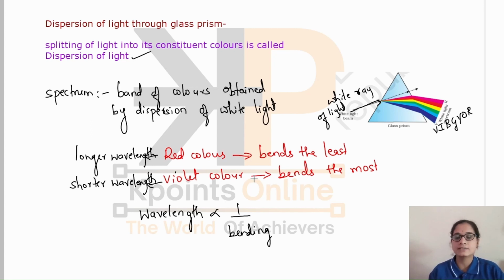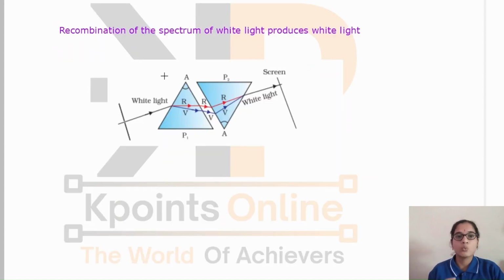And to make this discovery strong, Newton carried out one more experiment, about the recombination of the dispersed light. When the spectrum of white light was recombined, it produced white light. This shows that white light is made up of 7 different colors.